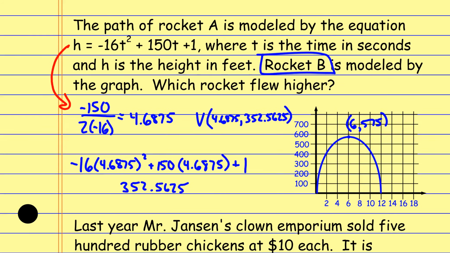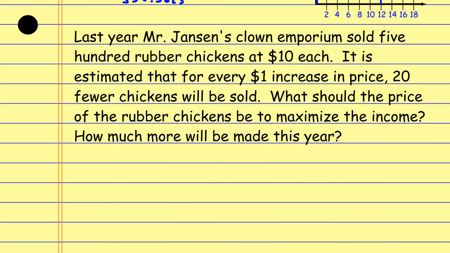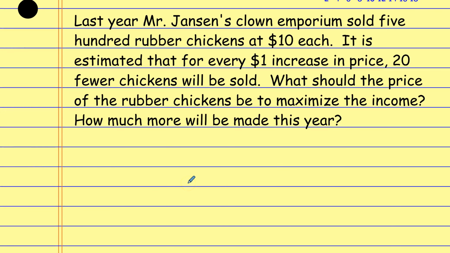The next one's a pretty tricky one. So last year at Mr. Jansen's Clown Emporium, we sold 500 rubber chickens. And obviously this is made up. I don't own a Clown Emporium, but if I did, I think the rubber chickens would be the hot commodity item. And we sold them for $10 each. It's estimated that for every $1 increase in price, we're going to sell 20 fewer chickens. And then we want to know what the price should be to maximize the income.